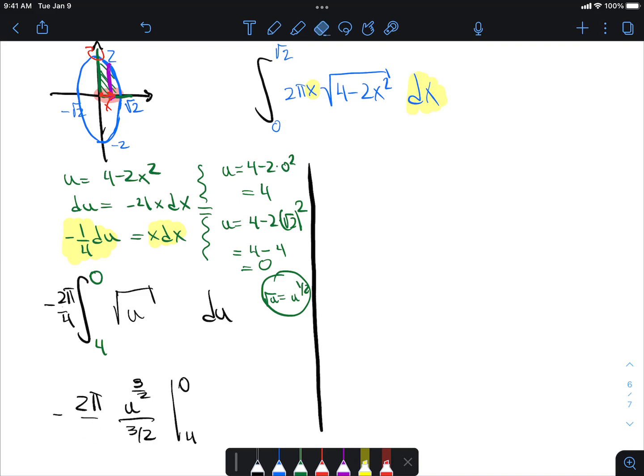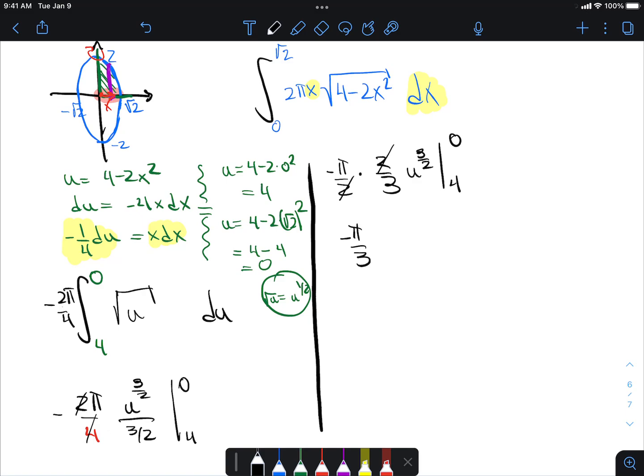Fixing that, I miswrote that. That was a 4. I can even simplify that to write a minus pi over 2 instead, just to avoid future mistakes. This 3/2 that's dividing can turn into a 2/3, right? Dividing by a fraction is the same as multiplying by its reciprocal. And then u to the 3/2, 4, 0. Haven't evaluated anything yet, just trying to make my life easy, but I will evaluate things now.